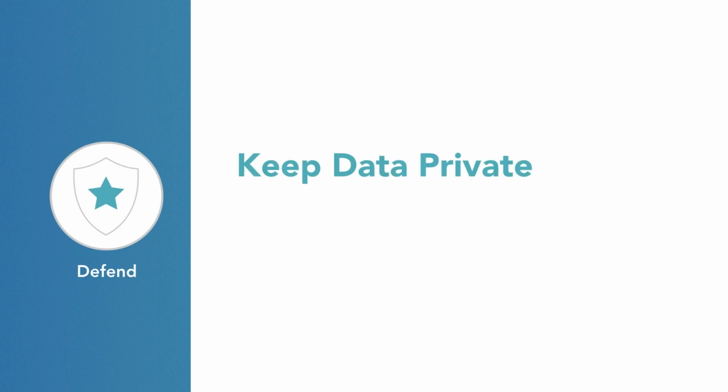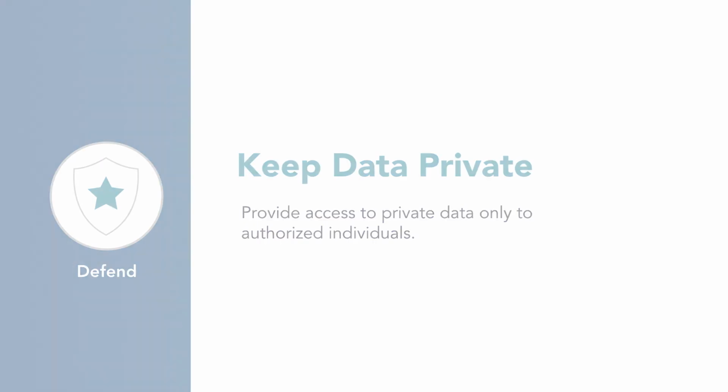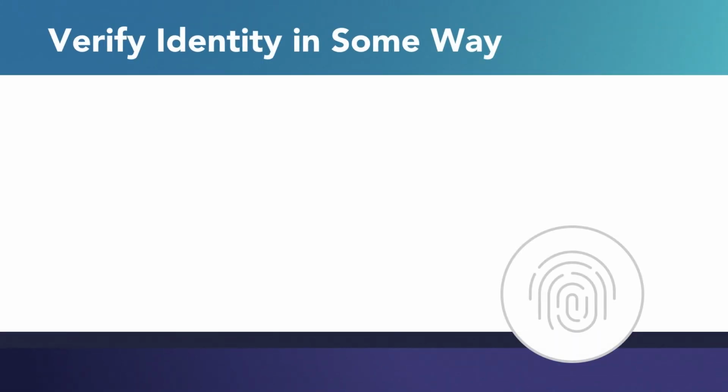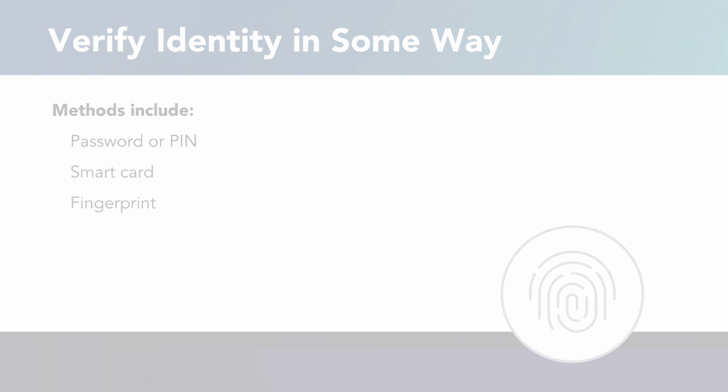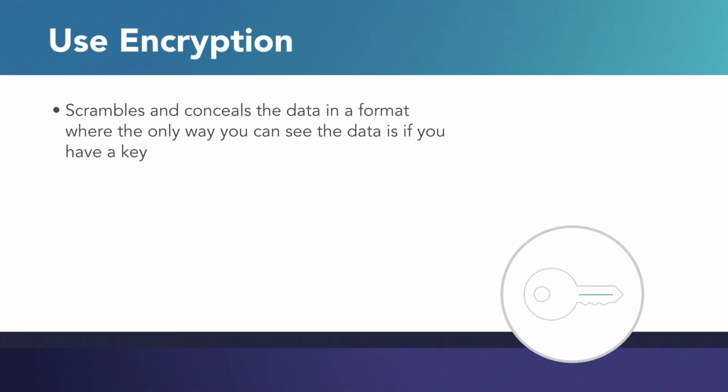To protect data, it's important to provide access to private data only to authorized individuals. Make sure everyone and everything who accesses data should verify their identity in some way. Methods include a password or PIN, a smart card, or a fingerprint. Businesses and organizations control access to digital data by assigning permissions, which allows access to the company data only to authorized users and no one else. We also use encryption, which scrambles and conceals the data in a format where the only way you can see the data is if you have a key.